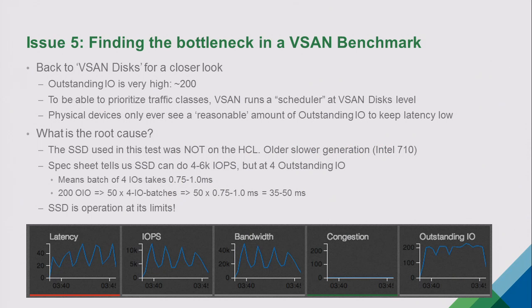To understand what the problem is, we need to go back to the overview of the vSAN disks. And now I'm showing you a few more graphs that are on this page. And the one thing on the right that you see is the outstanding I/O. And the outstanding I/O here is 200.